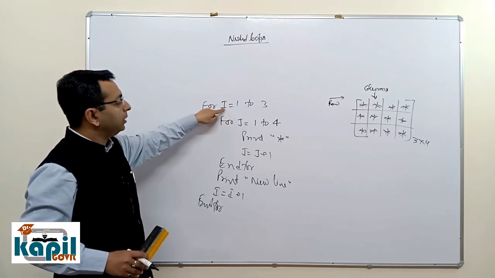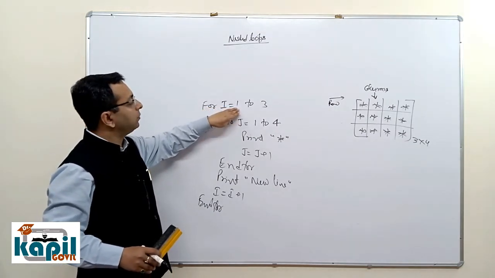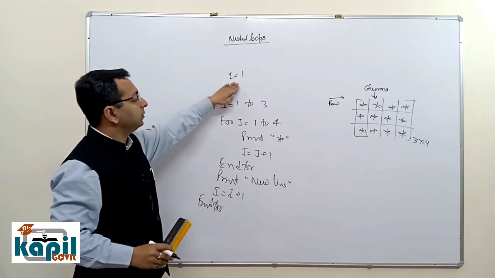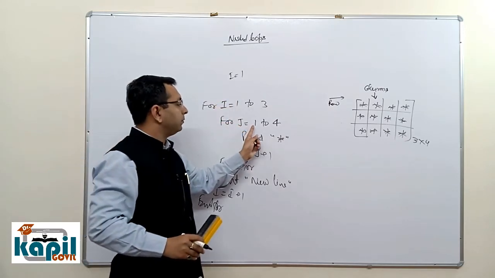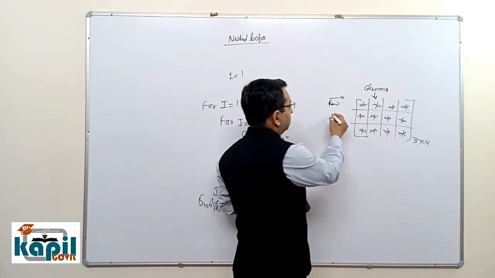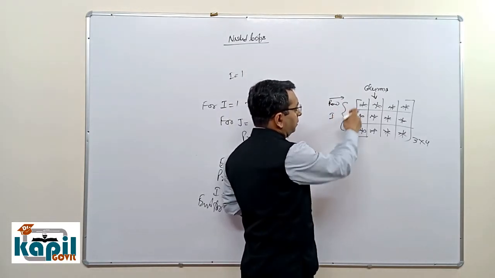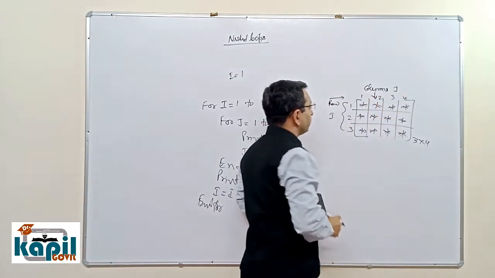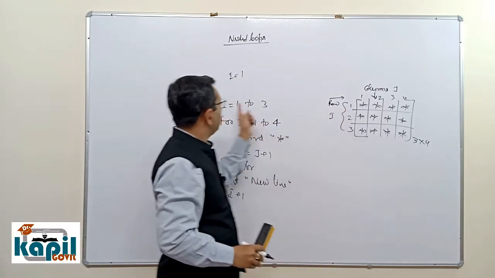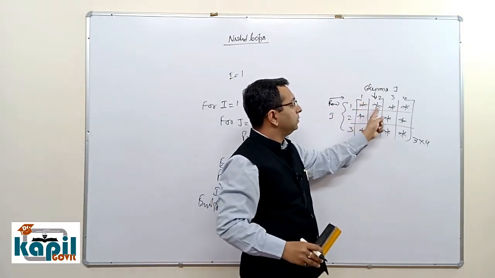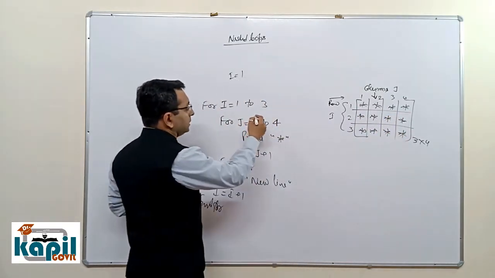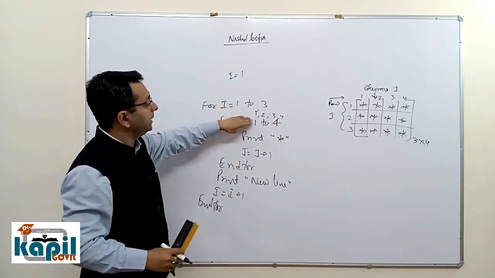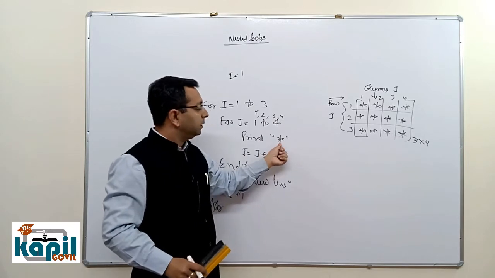Now we will understand again. Suppose the value of I is 1. For the first instance, the value of I is 1. If I is 1, what will happen? J will be from 1 to 4. Here I is 1, 2, 3 and J is 1, 2, 3 and 4. So for I equal to 1, J has to be 1, 2, 3 and 4. First of all, J will be 1. Then if I is 1 and J is 1, a star should be printed.